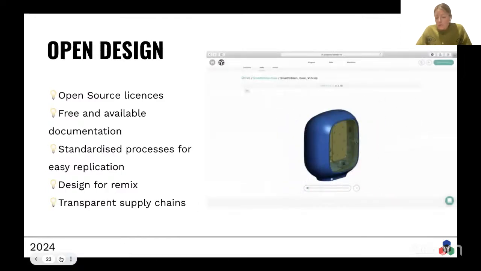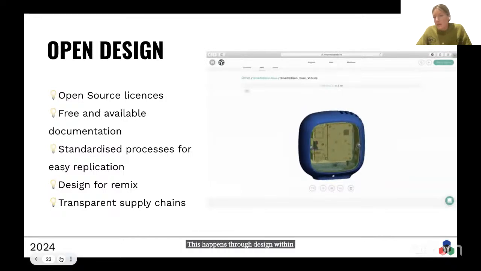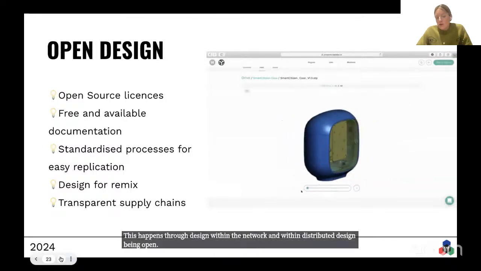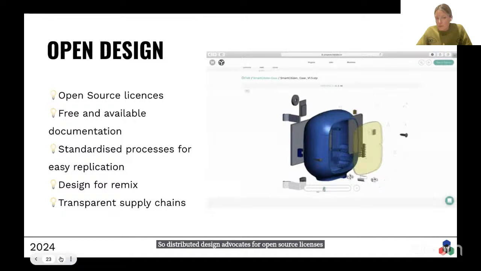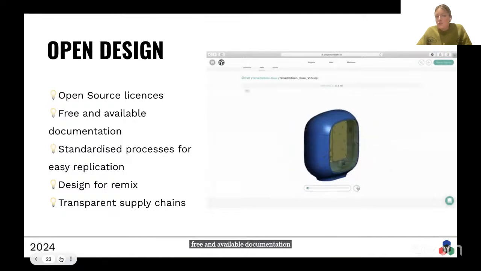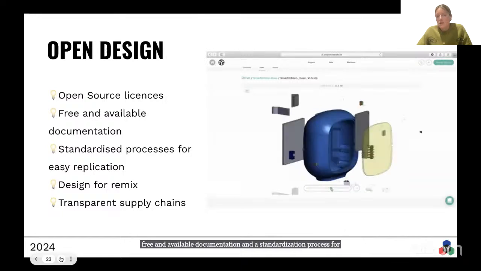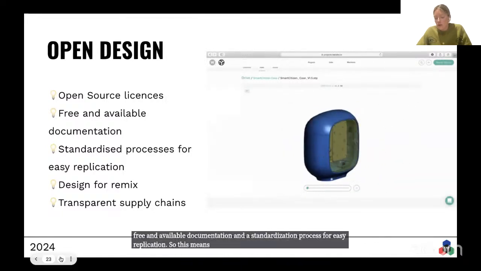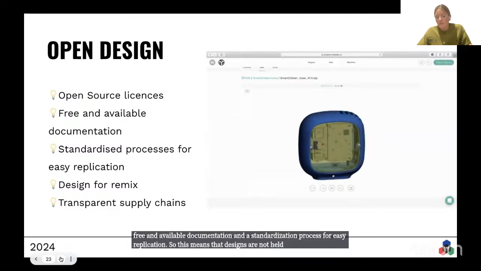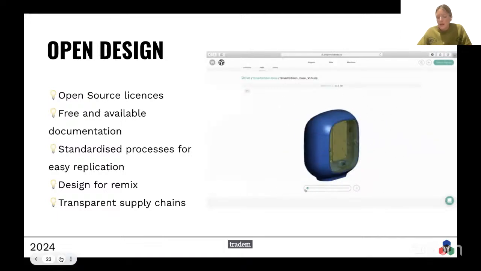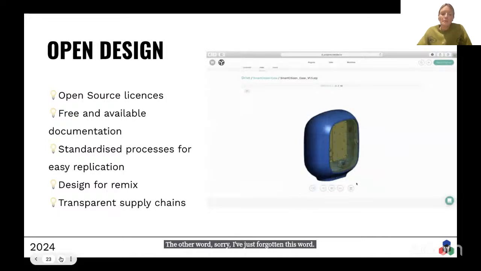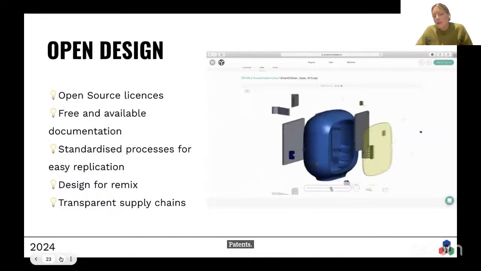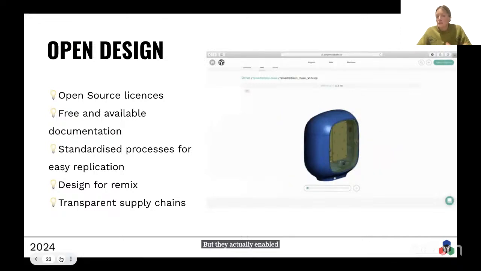This happens through design within the network and within distributed design being open. So distributed design advocates for open source licenses, free and available documentation, and a standardization process for easy replication. So this means that designs are not held within trademarks or held within patents, but they're actually enabled to be shared and explored globally.